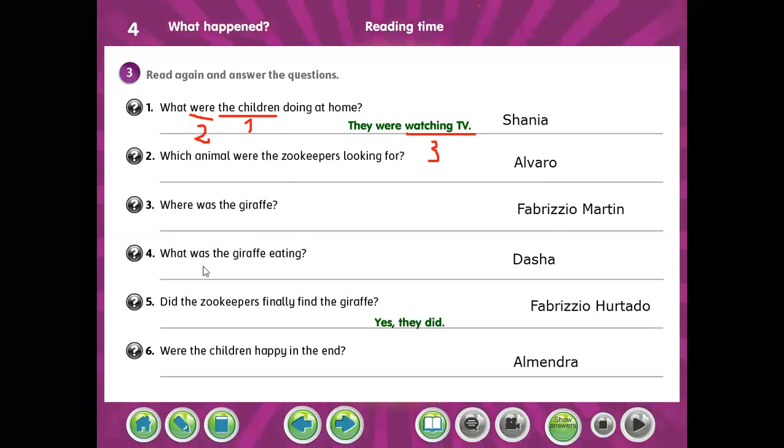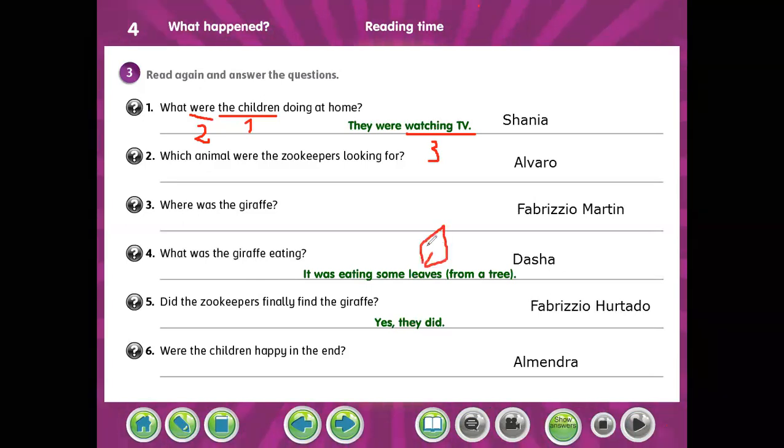Dasha, did you finish your question? Yes, teacher. Answer, please. What was the giraffe eating? The giraffe was eating plants. Plants? Good. More specific, in the book it mentions one word, no? Leaves. Some leaves. Okay, plants are the same, are equal. Leaves are leaves from trees. Some leaves, some plants. Very good.